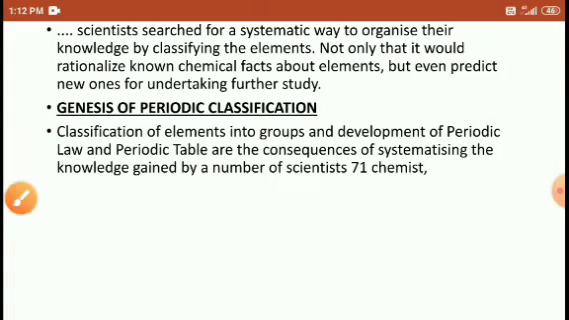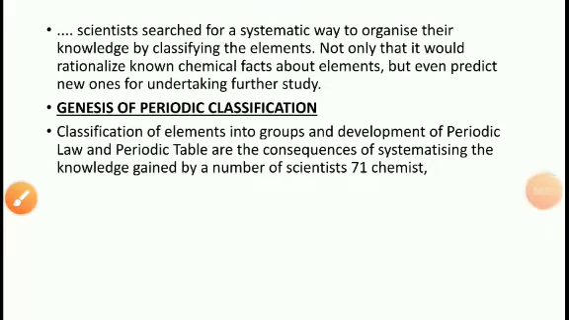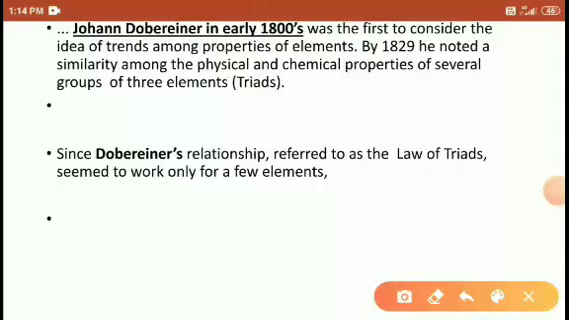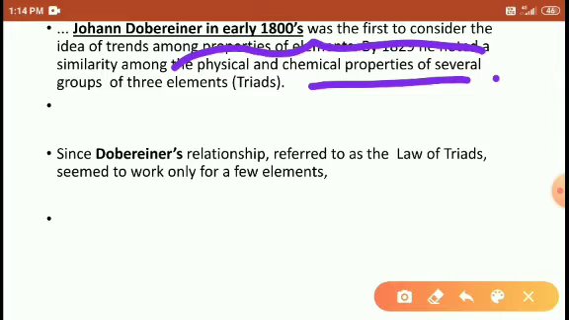The chemist Johann Dobereiner was the first person to use three elements, considering that their physical and chemical properties are the same. So he arranged three elements based on their similar physical and chemical properties. That's why it is considered a triad. Right students? So Dobereiner's relationship is referred to as the law of triads.